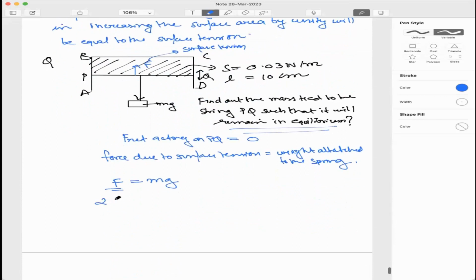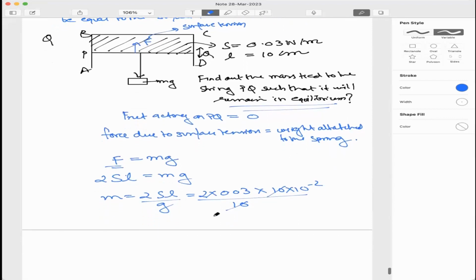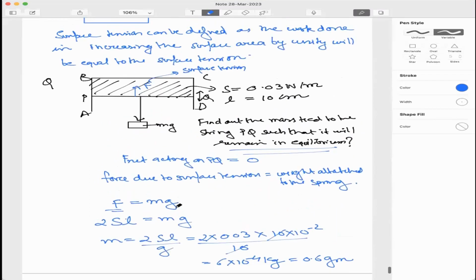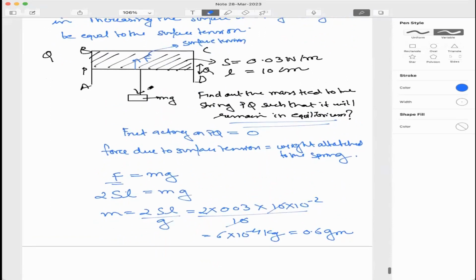So F is 2SL equals mg. We need to find m, which is 2SL divided by g. So 2 into 0.03 into length 10 centimeter, which is 10 into 10 to the minus 2, divided by 10. So what we get is 6 into 10 to the minus 4 kg, or 0.6 gram. Okay. 0.6 gram of weight is needed to balance this.